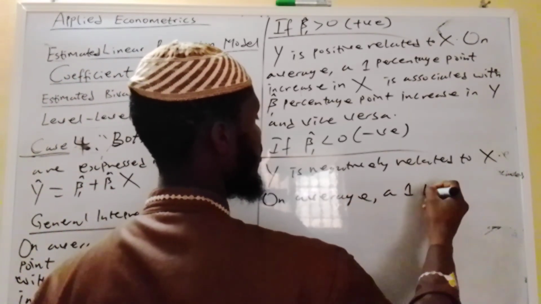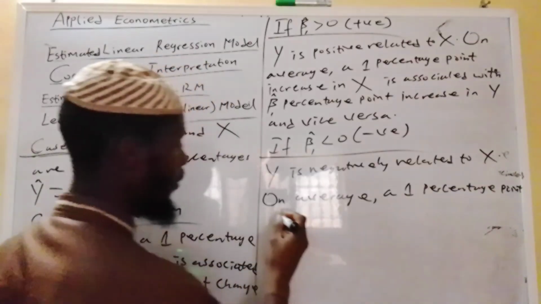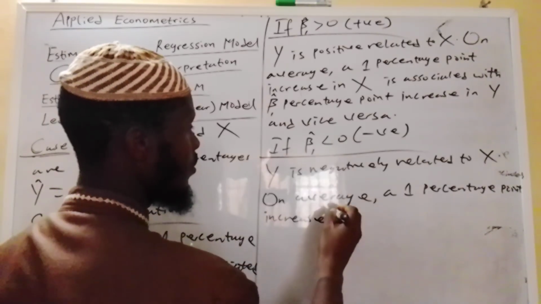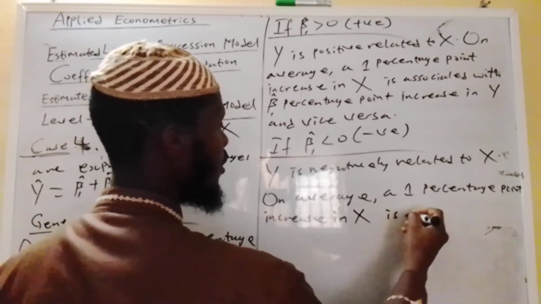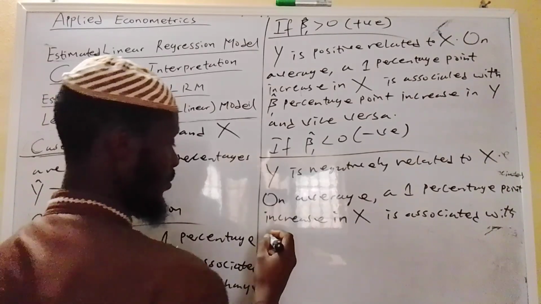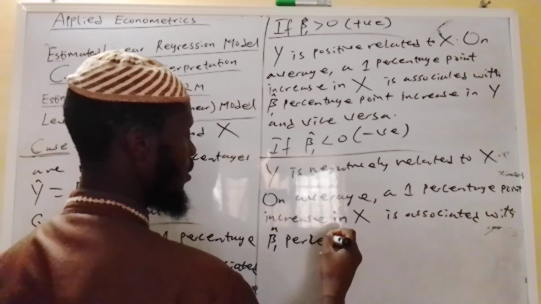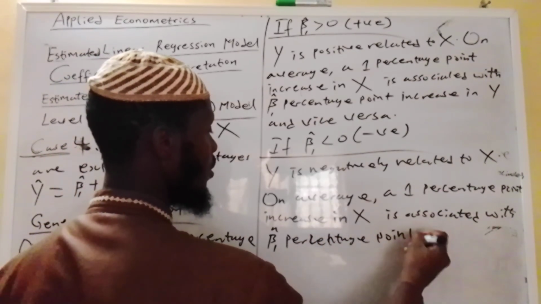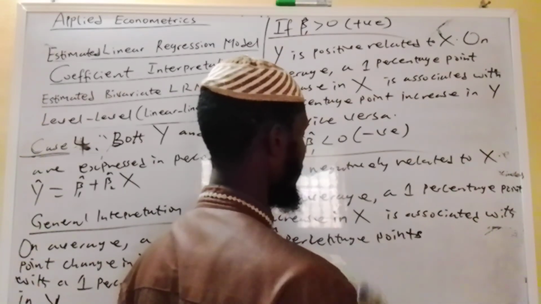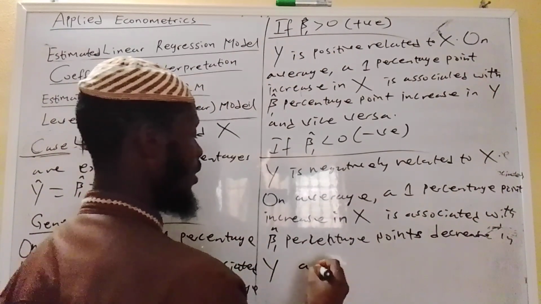Then on average, a 1 percentage point increase in x is associated with beta 1 hat percentage point, because this is negative, it's going to move in the opposite direction of the change in x, so it's going to be a decrease in y. And vice versa.